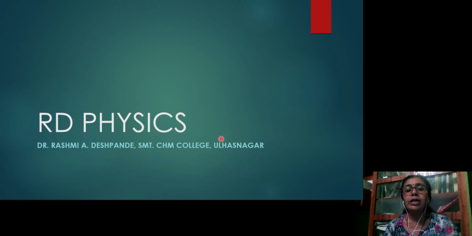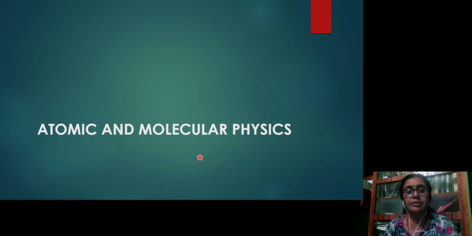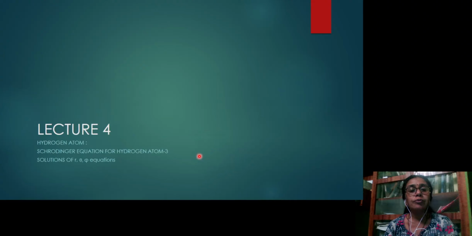This is a course on atomic and molecular physics, and we are going to continue our discussion of hydrogen atom. We have already derived the Schrodinger's equation for hydrogen atom in spherical polar coordinate system, and we have reduced it into three differential equations, that is R equation, theta equation and phi equation.